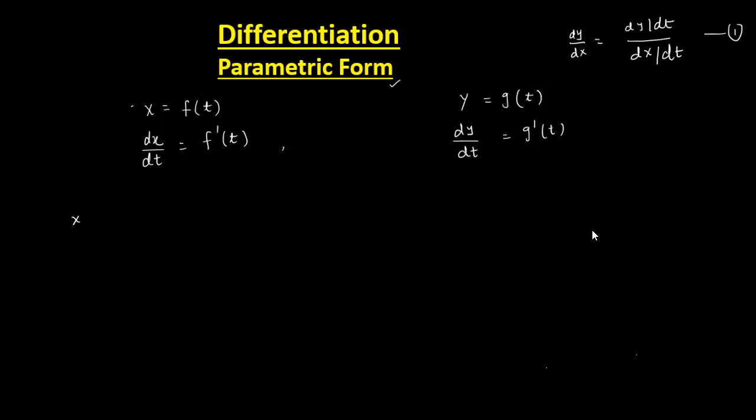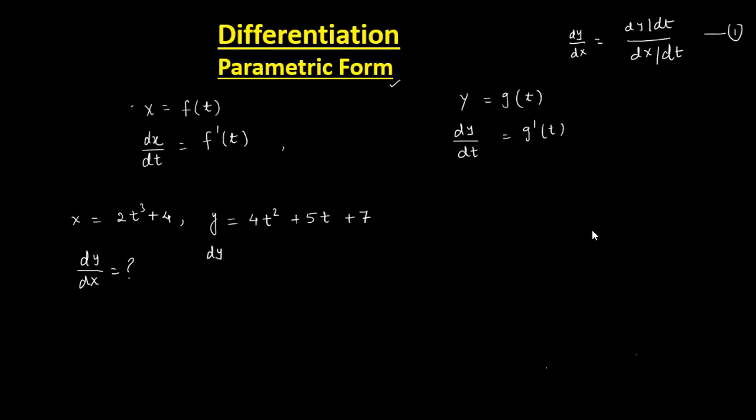Say x is simply 2t cube plus 4, and y is 4t square plus 5t plus 7, and we are interested to find the derivative of y with respect to x. So in order to find dy over dx, first let us find the derivative of y with respect to t, because y is some function of t here.